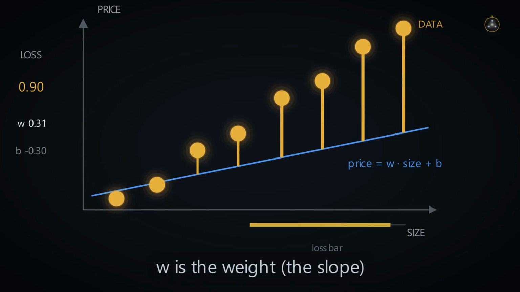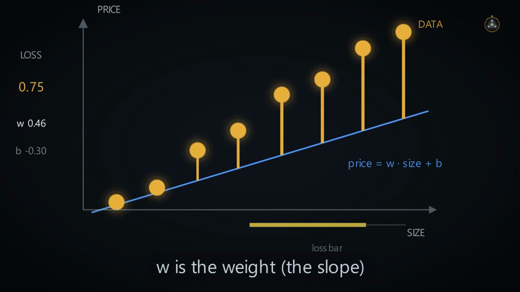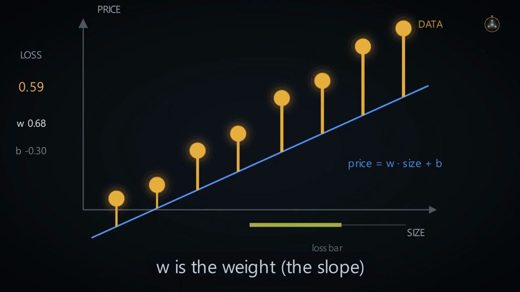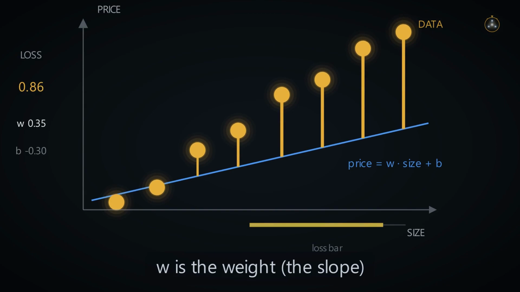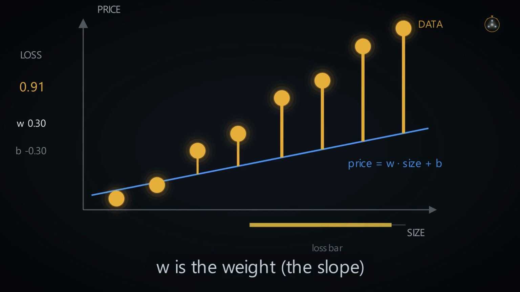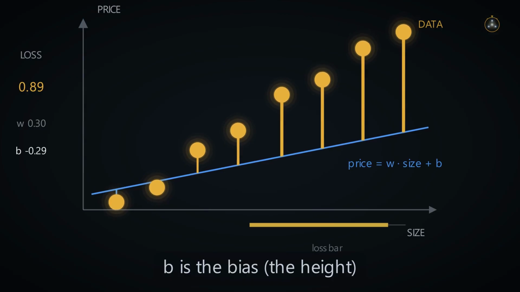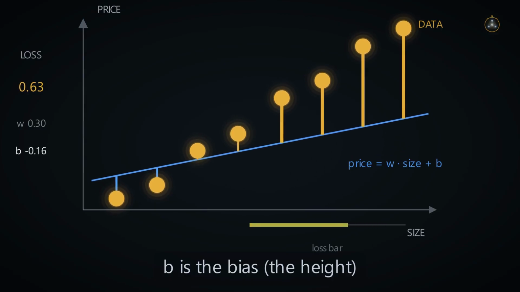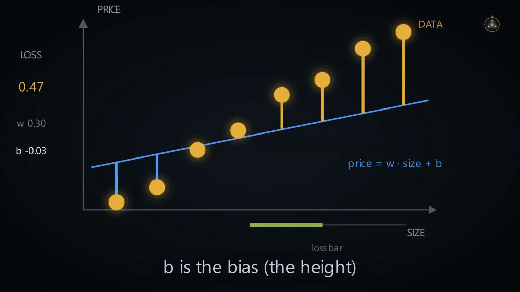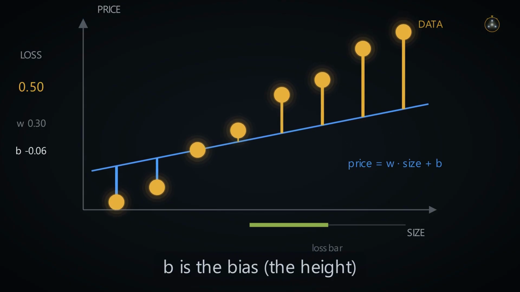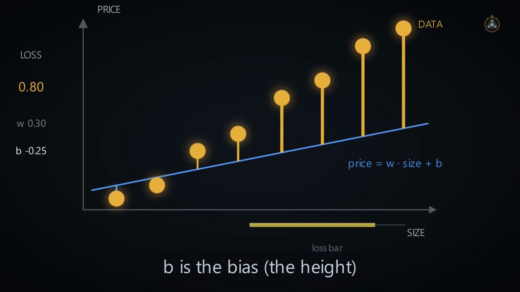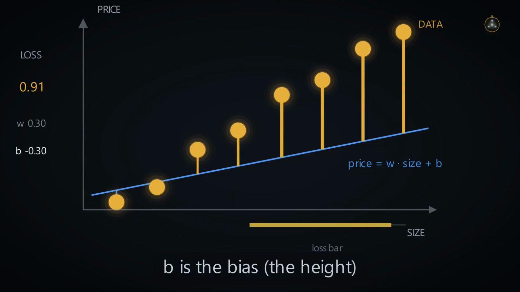Take W first, the weight on size. On the graph, it is the slope, the steepness of the line. For each extra square meter, how many more dollars? Crank W up and the line tilts steeper, price climbing faster as houses grow. Now B, the bias, the predicted price of a house of size 0, where the line sits on the far left. Change B, and the whole line lifts or drops straight up and down, never tilting. W sets the tilt, B sets the height.